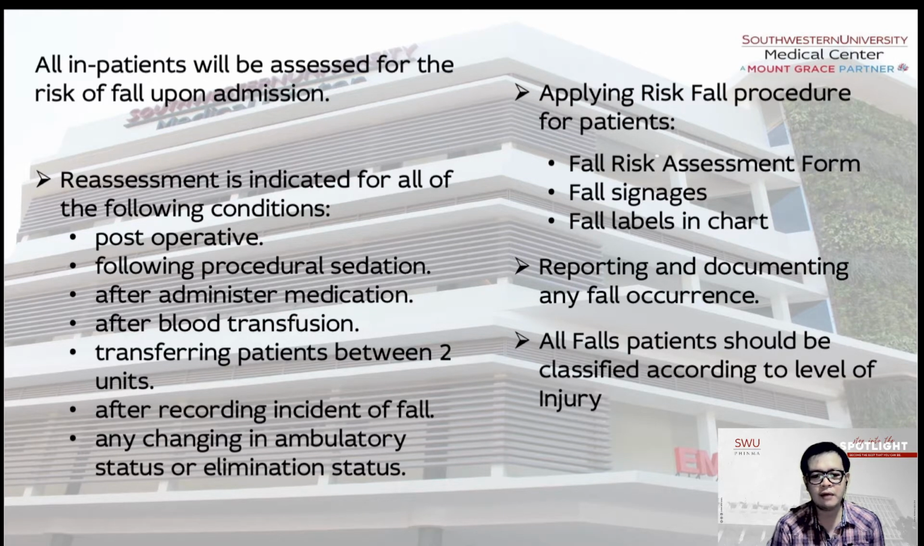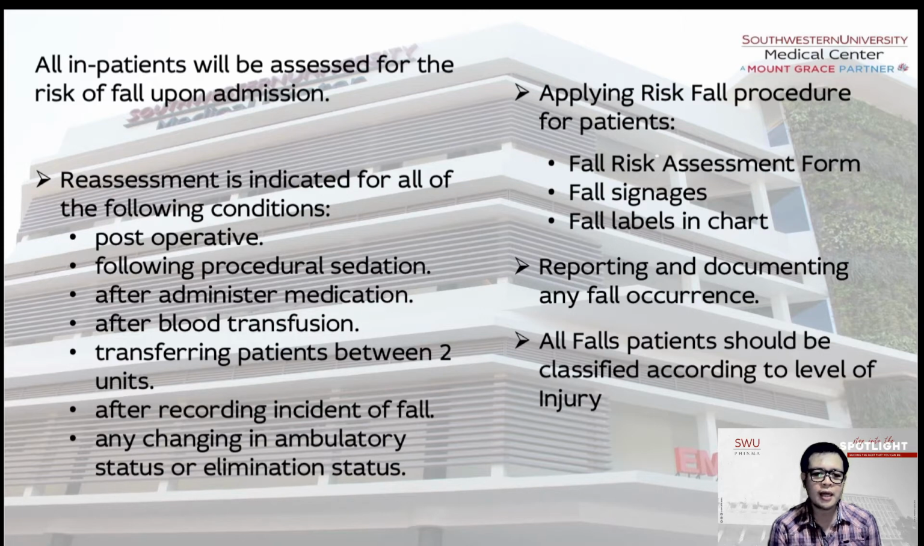As we know, if our patient is at risk for fall, we have this green tag that we place in the chart as an indicator for us nurses to know that this patient is at risk for fall. And even the signage that we place at the bedside of the patient in terms of high risk or moderate risk for fall.